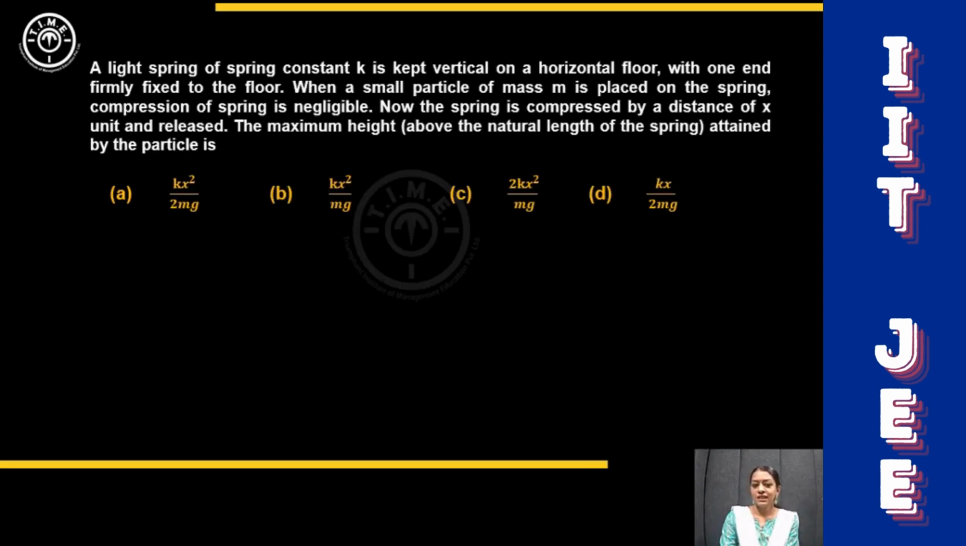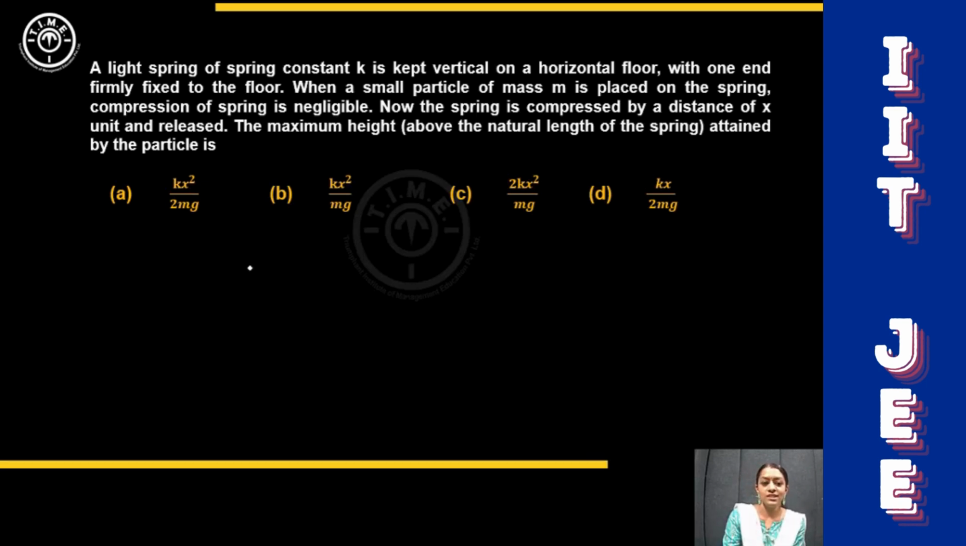Read the question. A light spring of spring constant K is kept vertical on a horizontal floor with one end firmly fixed to the floor. When a small particle of mass m is placed on the spring, compression of spring is negligible. Now the spring is compressed by a distance of x unit and released. The maximum height above the natural length of the spring attained by the particle is dash.